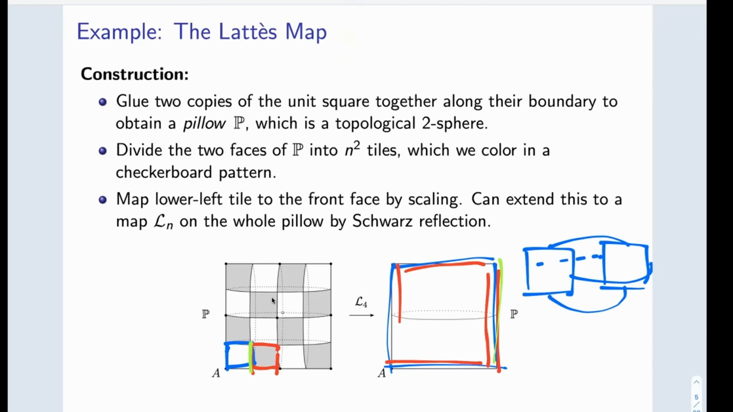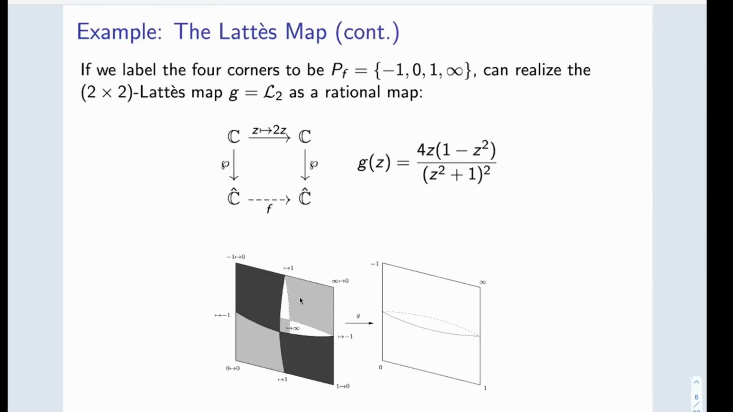And you can do this for any n. This example here is going to be a 4x4 lattice map because I've divided my pillow here into 4 squared tiles. And the lattice map is an example of something that's going to have finite postcritical set. And also, if you sit down and work through it, you'll be able to determine, I guess, a rational map that models the behavior of this map.